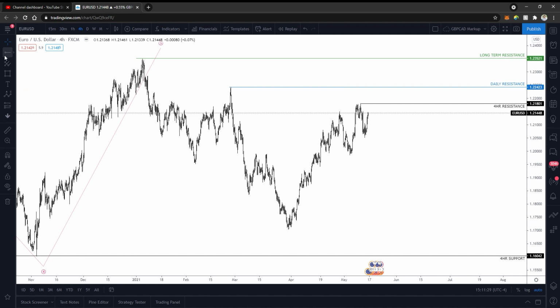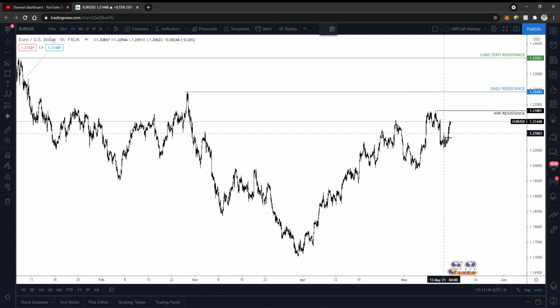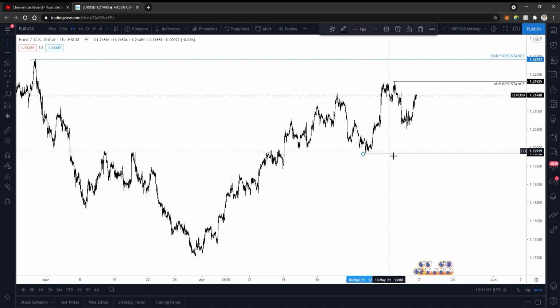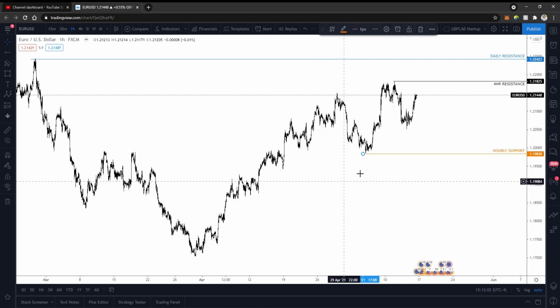This could be considered, well, let me go down one. Where did we go? Hold on. I'm sorry, excuse me. Okay. And I'll just do this as hourly support. Now let me back out.